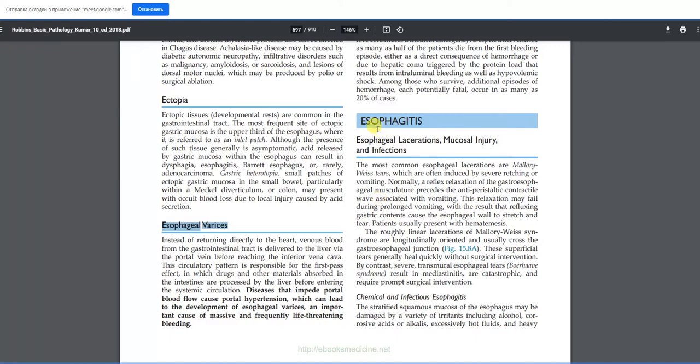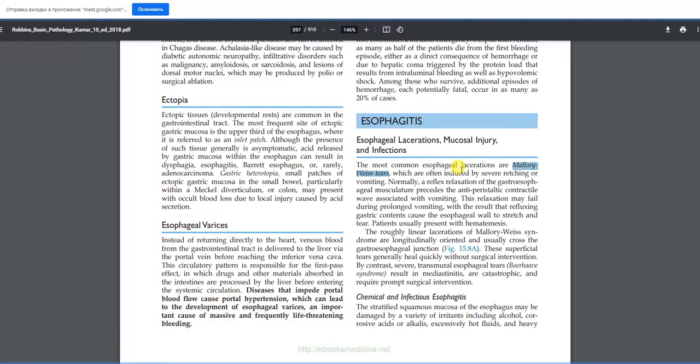Okay, esophagitis, inflammation of the esophagus. You remember the histological structure of the esophagus includes mucous membrane, and everywhere we have mucus, so we have potential inflammation there. Mainly it happens due to laceration. Lacerations happen in a syndrome named Mallory-Weiss tears. Mallory-Weiss tears very commonly happen in alcoholics due to chronic vomiting.